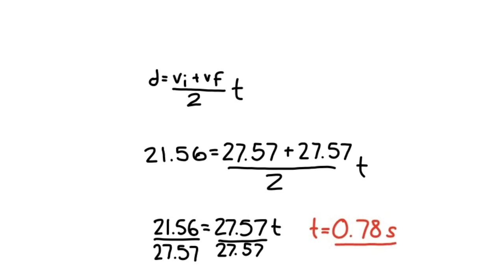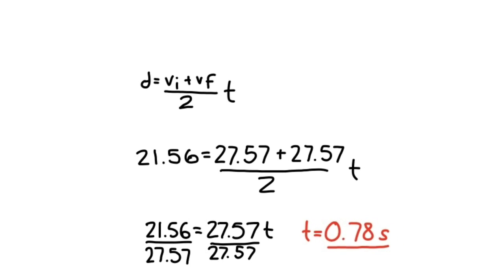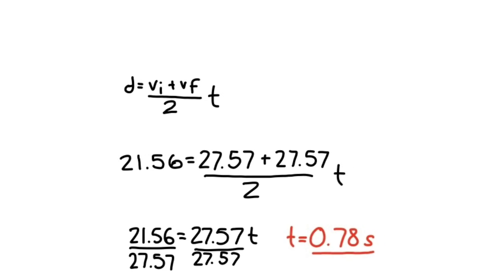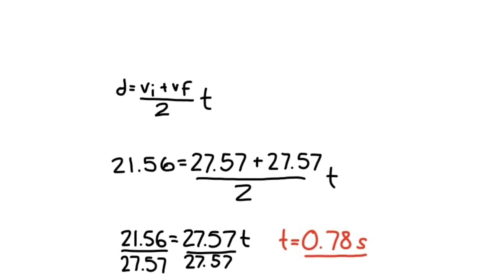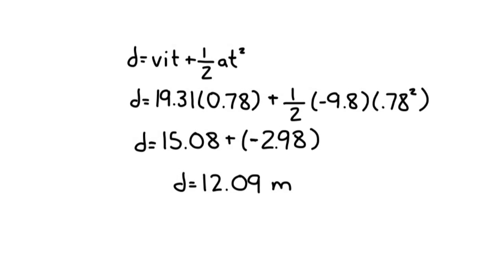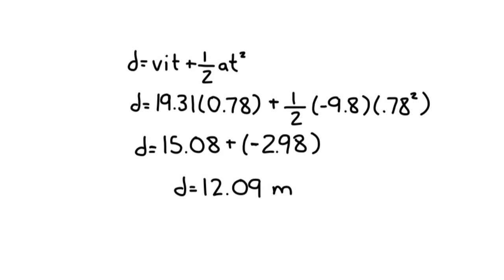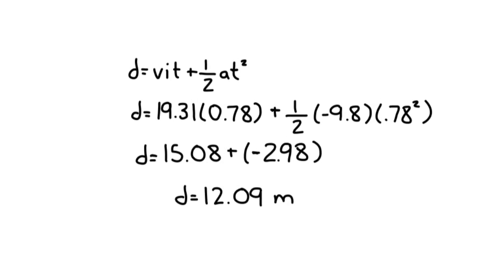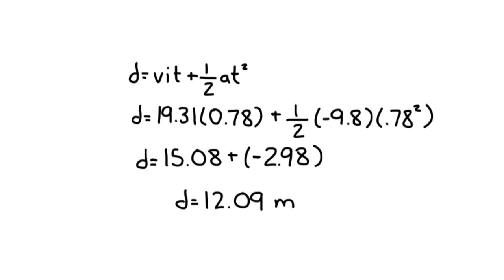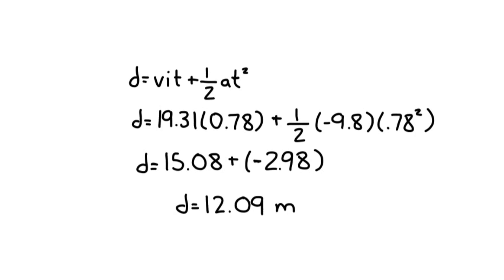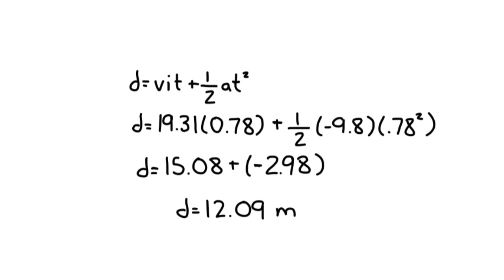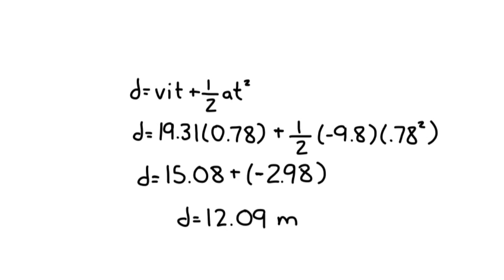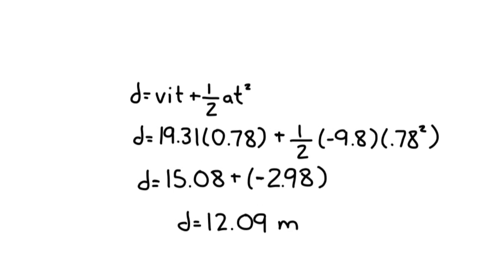To calculate the time, we use the formula d equals (vix plus vfx) over 2 times t. Our math gave us a time of 0.78 seconds. Since time is the same for both x and y directions, we were able to use 0.78 seconds in the equation d equals viy times t plus 1/2 times ay times t squared. We were able to find the distance the car travels in the y direction to be 12.09 meters, which is 0.09 of a meter above the top of the helicopter.